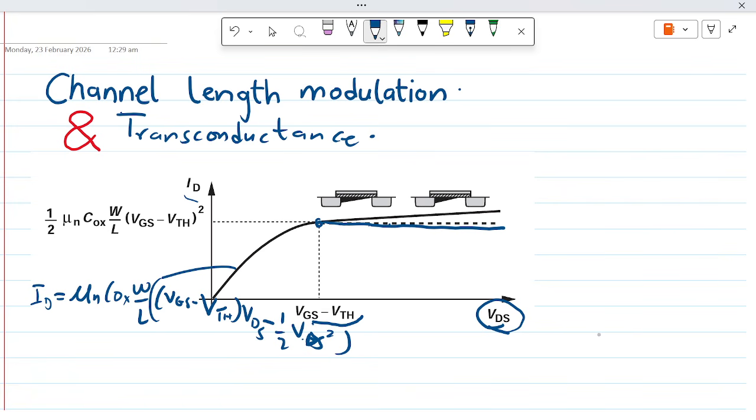Now we are looking at what really happens, just like in BJTs, when we had early effects. We have what we call channel length modulation here. As the potential difference between the drain and the source increases, beyond this point there will be a pinch off. When VDS is exactly equal to the overdrive voltage, that's VGS minus VTH, we have the pinch off created just at the edge.